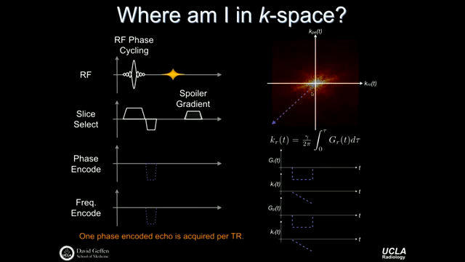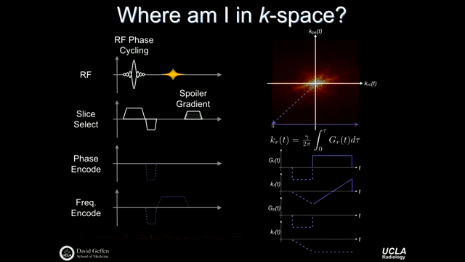And so the application of those two gradients is moving me out in k-space, out to some point over here. Now, I could actually acquire data during that period of time if I wanted to. There's a handful of reasons why we typically don't do that, but in principle, you could.